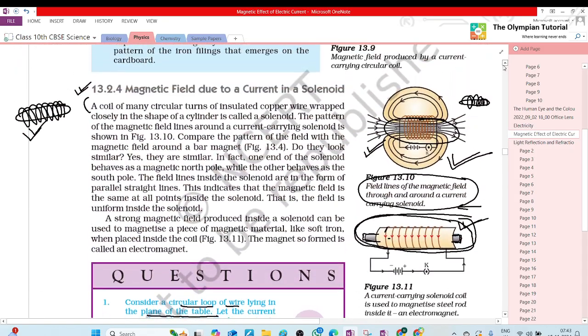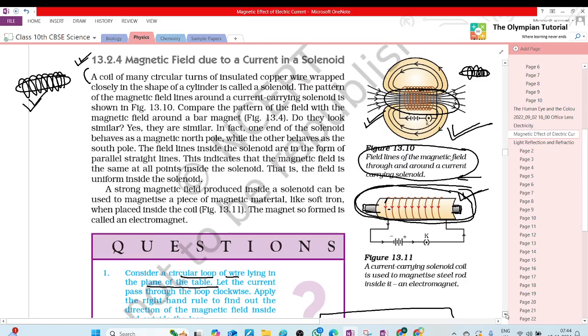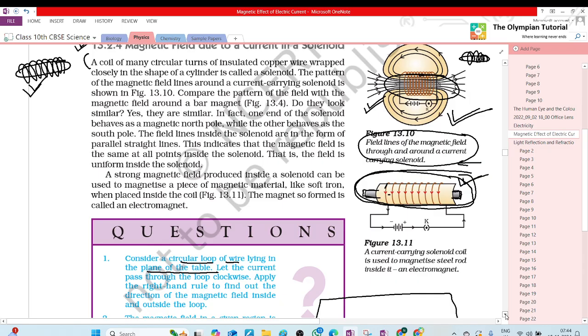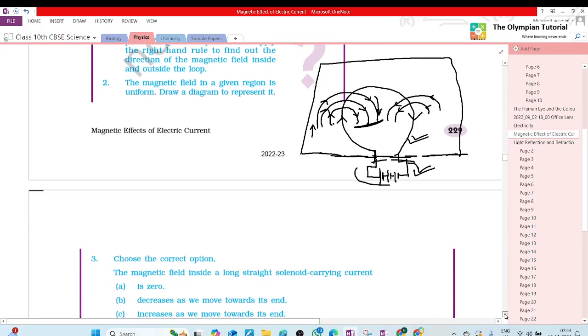Okay. No need to write anything. You have to show only the magnetic field lines with the diagram. You will write: the magnetic field lines inside a current carrying long straight solenoid are uniform. That's it. Okay, students, you will give the statement only. Yes, ma'am. Next, question number 3.